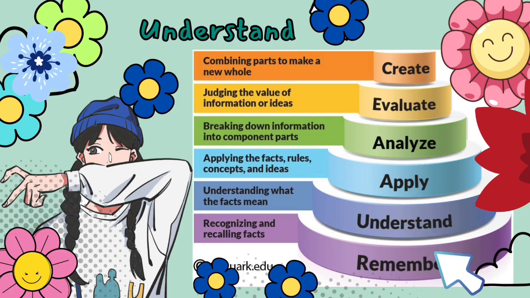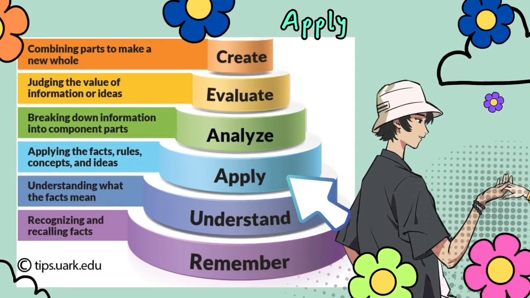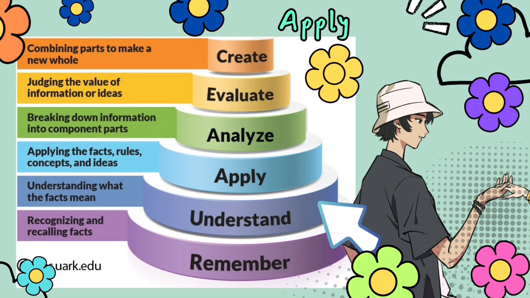The next level that we have on Bloom's taxonomy is applying. The application level involves using knowledge in real-world situations. Learners demonstrate their understanding by solving problems, performing tasks, or implementing methods. Examples include applying math formulas to real-life budgeting or using grammar rules in writing an essay.